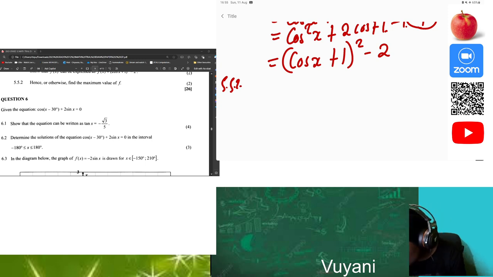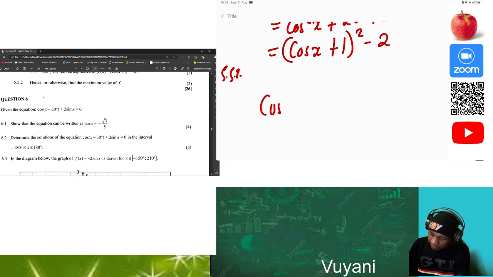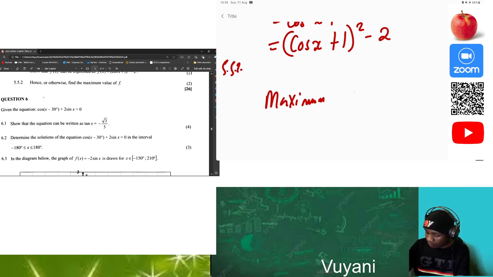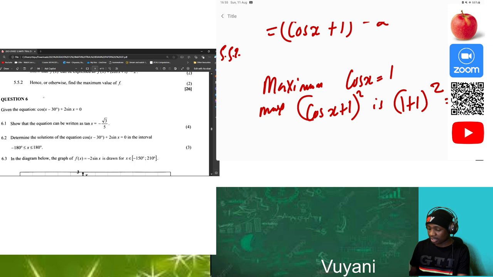5.5.2. Now hence or otherwise, which means whatever you have solved from above, now use it and find the maximum value of f. So how do you find the maximum value, guys? This is easy because we know that the maximum of cos x is equal to 1. So it will be max when cos of x plus 1 all squared is 1 plus 1 all squared, which is just equal to 4, because 1 plus 1 is equal to 2.